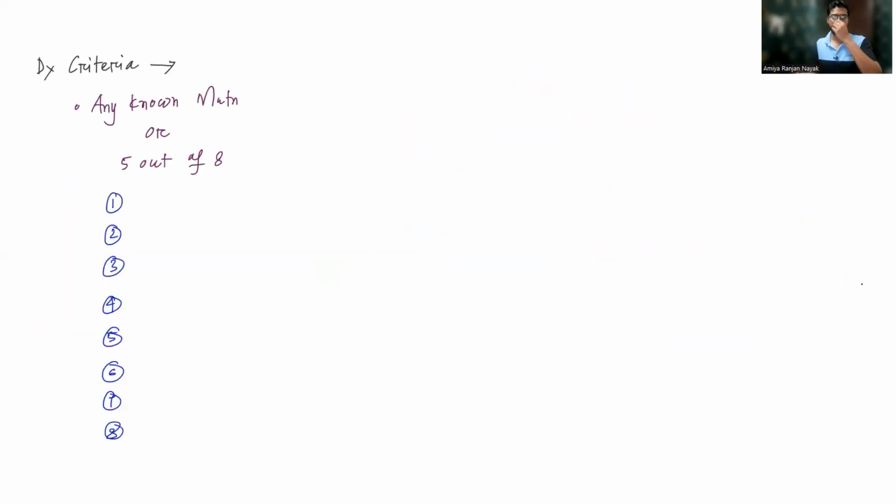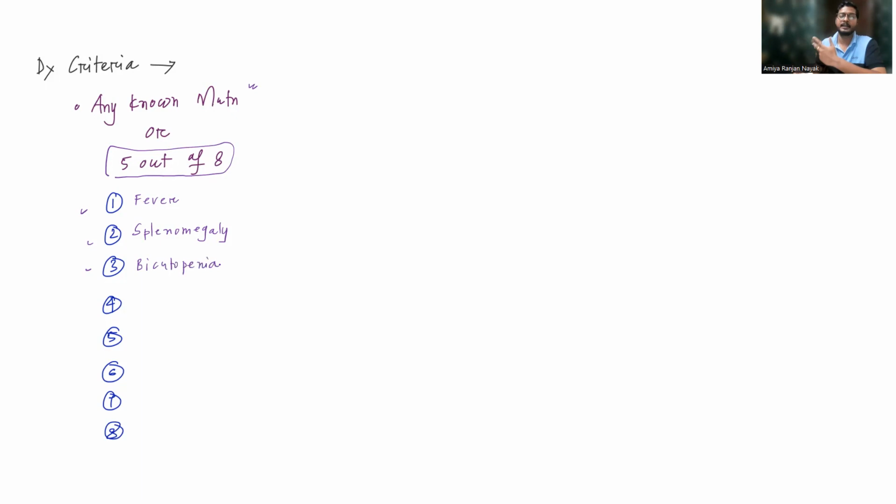So what is the diagnostic criteria? If you find a known mutation, that itself suffices for the diagnosis. Or if you are not able to do mutation testing, there is a criteria: 5 out of the following 8 things have to be fulfilled. What are these 8 things? The first is clinical: the patient should have fever and organomegaly, especially splenomegaly. Then on routine investigation, the patient should have bicytopenia.